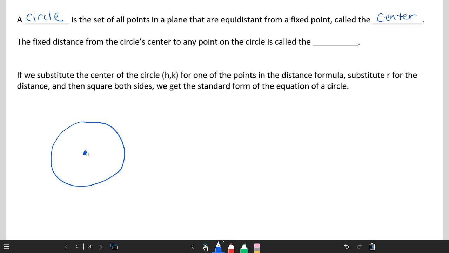So every point on the circle is the same distance from the center. So this distance is the same as this distance, and this distance, and this distance, and so on, is what the definition is saying. And that distance is called the radius of the circle.